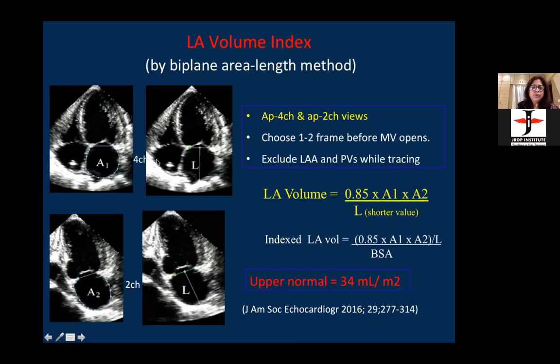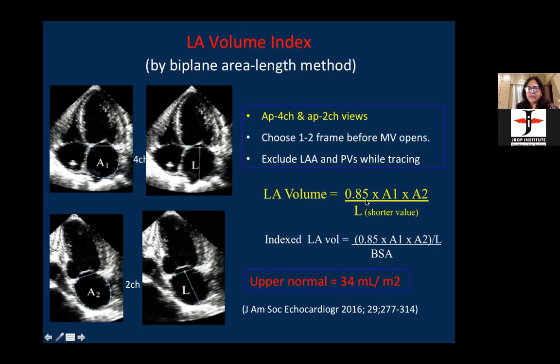So there are 2 areas, area 1 and area 2, and 2 lengths. This is L, this is also L. Out of these 2, we will take the value which is smaller. The machine measures this length, as you will see when you do it on your machine. But at the same time, you need to be careful that the difference between these 2 values should not be more than 10%. Now let us see the formula for LA volume.